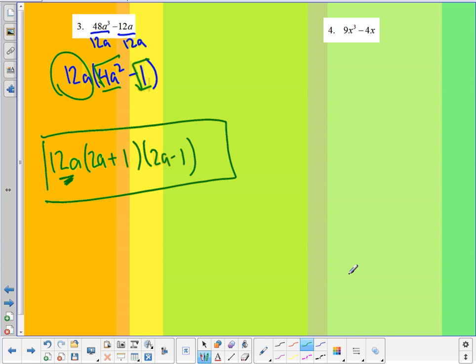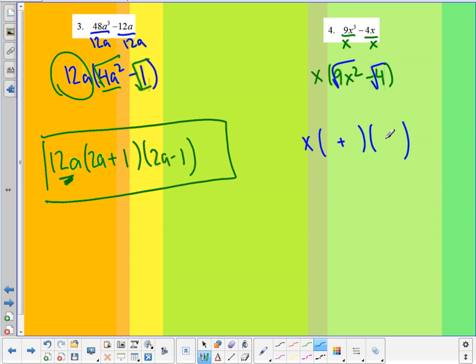Let's do one more question together. In number 4, I have 9x to the third minus 4x. Again, I don't have perfect squares yet because x to the third and x are not perfect squares, but I can take a factor of x out. So I'll have x out front, leaving me with 9x squared minus 4, and those are perfect squares. So now take the square root of this, take the square root of that. I have that x out front.